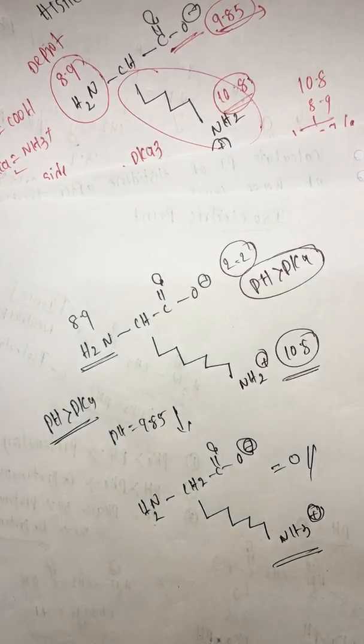For basic amino acids we take the two higher pKa values to calculate the isoelectric point. For amino acids like sulfur and oxygen containing amino acids we take the two lower values to calculate the isoelectric point. So this is about the isoelectric point and how to calculate it.